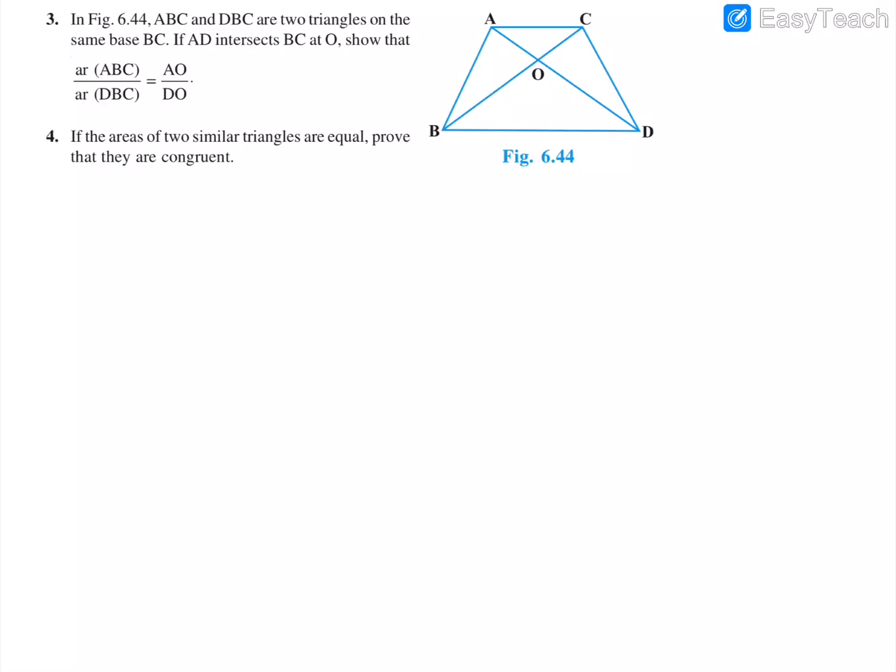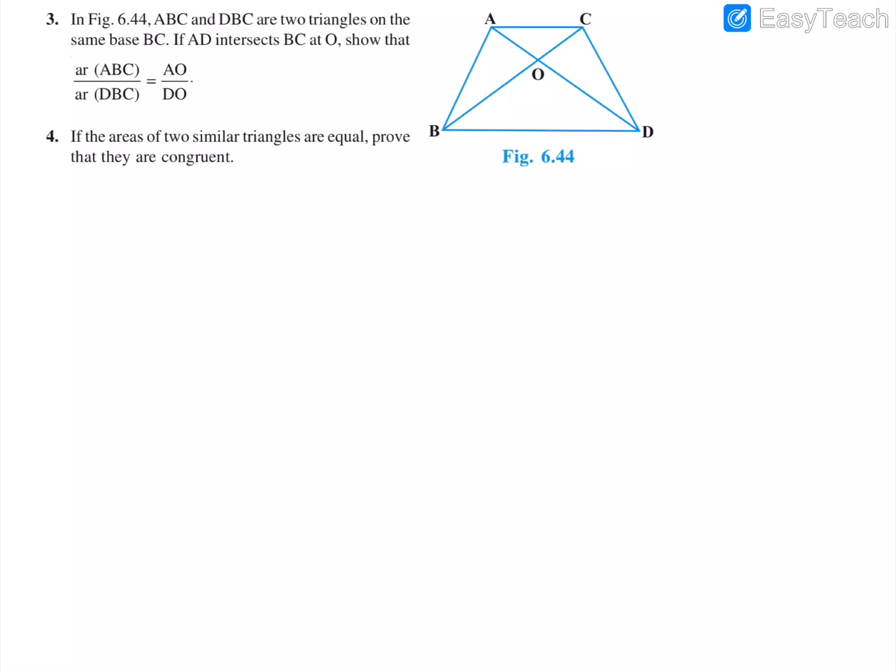And if AD intersects BC at O, show that the area of ABC by area of DBC is equal to AO by DO. Generally we must have a square, here we don't have a square, so we have to observe this carefully. Actually you will find this sum has nothing to do with any of the theorems that we have learned so far. So this is a sum of its own kind.